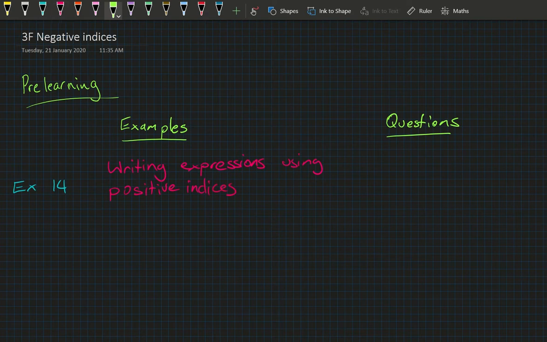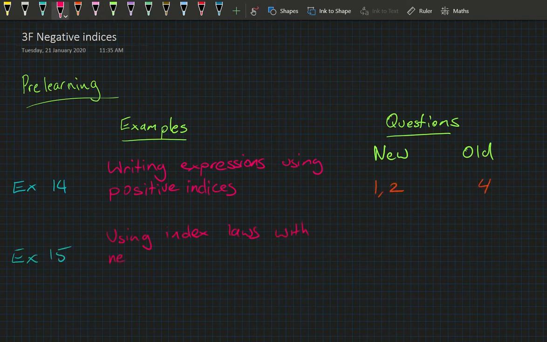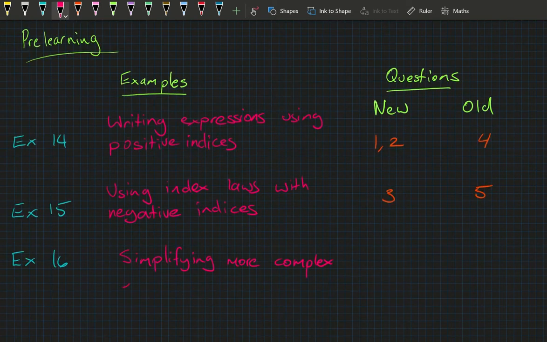The pre-learning for you in this example is questions 1 and 2 in the new book and questions 4 in the old. Then we'll be doing example 15, which is using index laws with negative indices. Your pre-learning for this example is question 3 in the new book and question 5 in the old book. And then finally we'll do example 16, which is simplifying more complex expressions, where your pre-learning will be questions 4 and 6 in the new book and questions 6 and 8 in the old book.